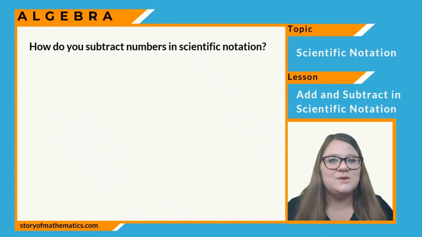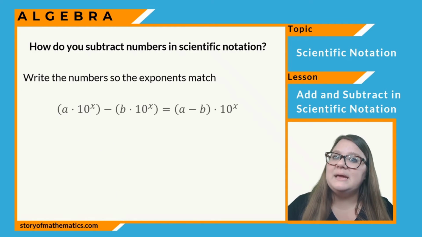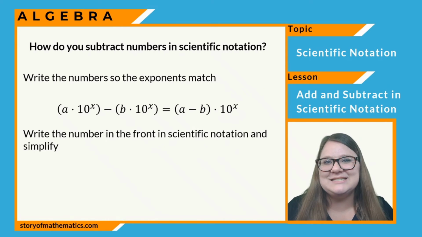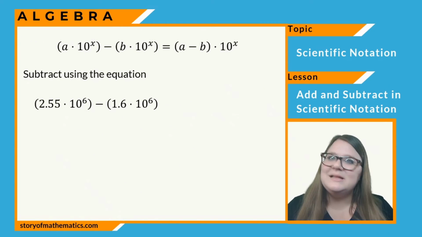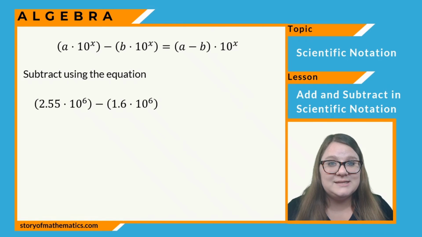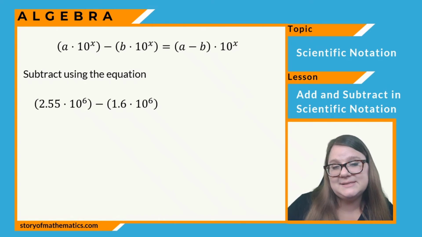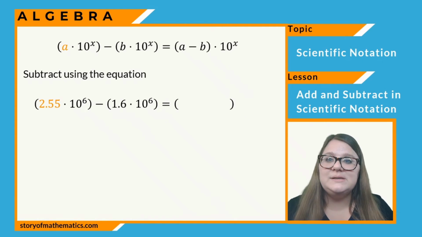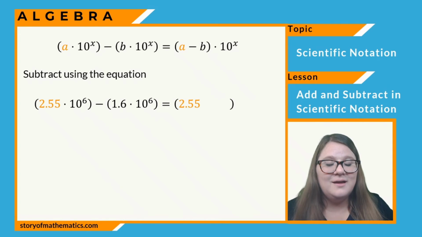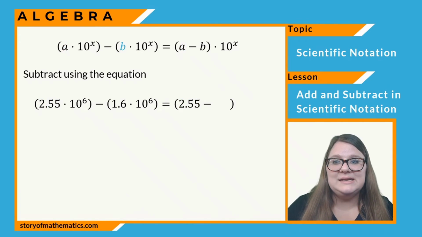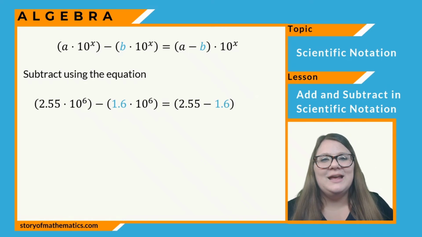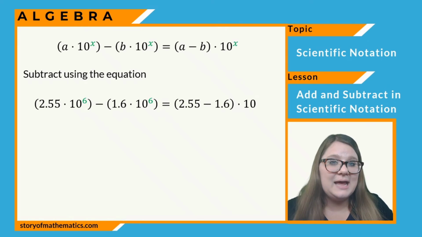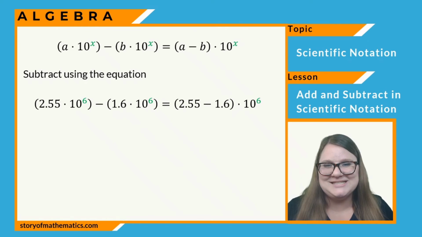Now, if we want to subtract, we're actually going to do the same thing. But instead of adding a and b, we'll subtract a and b. Everything else is still exactly the same. So let's say I want to subtract 2.55 times 10 to the 6th and 1.6 times 10 to the 6th. To do that, I'm going to first do my a, which is 2.55, minus my b, which is 1.6. And then we're going to multiply times 10 raised to the 6th power, because the exponent on both of my previous numbers was 6.